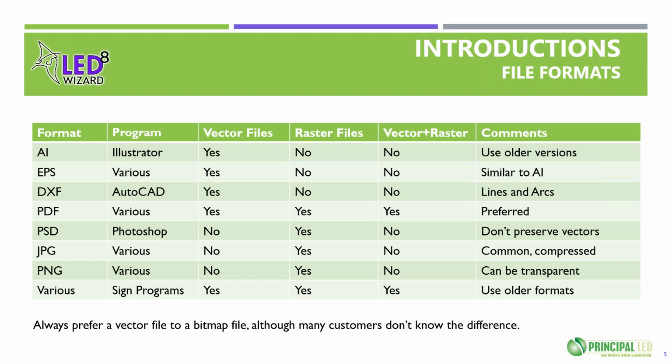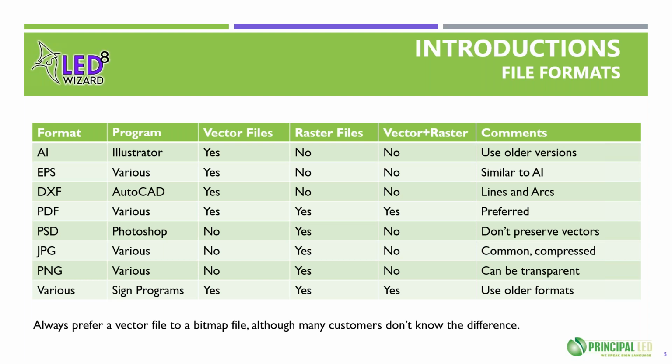DXF can be all lines. They can be lines and arcs. It can be what's called exploded data, and I'll explain that with a couple examples today. So if you have a PSD, a JPEG, or a PNG, these are bitmap formats, and that's what we'll talk about in a couple of weeks. Even though a PSD file can also have vectors, we don't preserve those. We just take it as a bitmap.